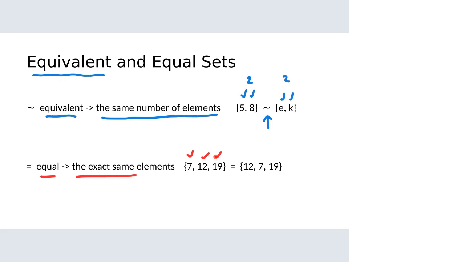The order that they're written in makes no difference at all. It's going to be customary for us to write them from least to greatest, like the one on the left, but you don't have to. The elements within a set can be written in any order, it doesn't matter. And so here I have 7, 12, 19. Here I have 7, 12, 19. Those 2 sets have the exact same elements, so we would say that they are equal. Let me know if you have any questions on that before I take an opportunity to ask you a couple of questions.